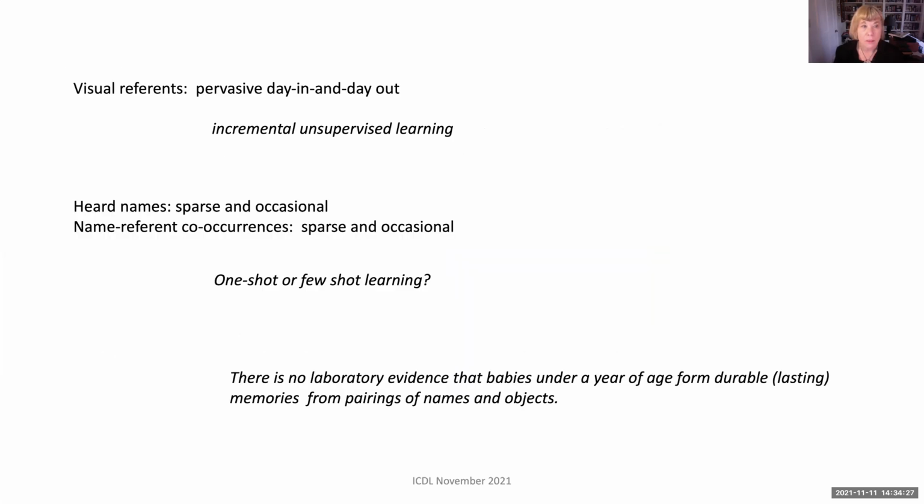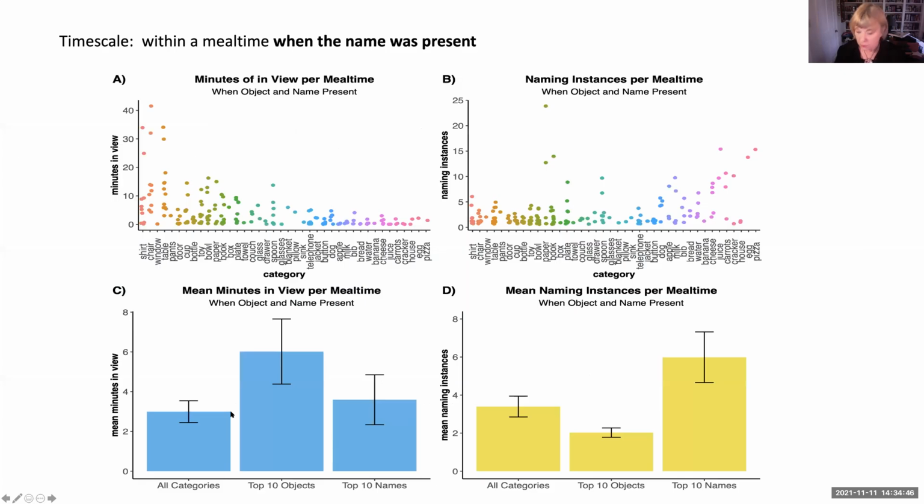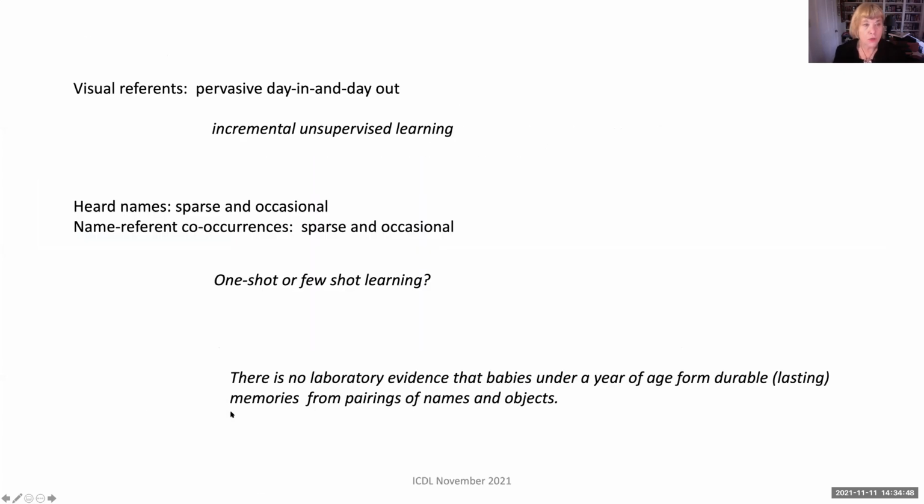So what do we have? We have visual references that are pervasive day in and day out. If you're going to pick a mechanism, the data looks like incremental unsupervised learning of object categories, because there's no labeling; they're just pervasively there. You have name-reference co-occurrences. They're sparse, occasional, not every day, not every mealtime. That would suggest one-shot or few-shot learning of object names.